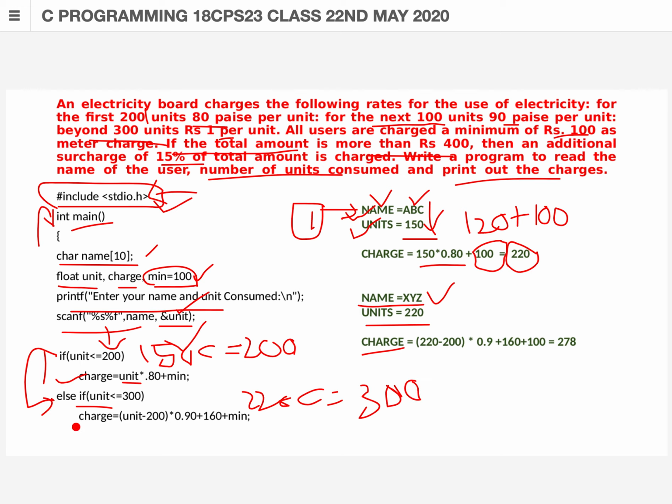Now we need to calculate the charge. Here the formula is slightly varied, as you can check. Charge is equal to unit minus 200. Now what are the units read here? We have read 220 units. So that is 220 units minus 200, into 0.9.